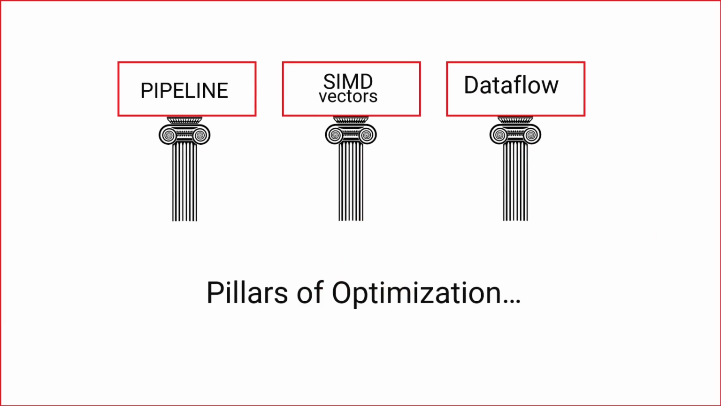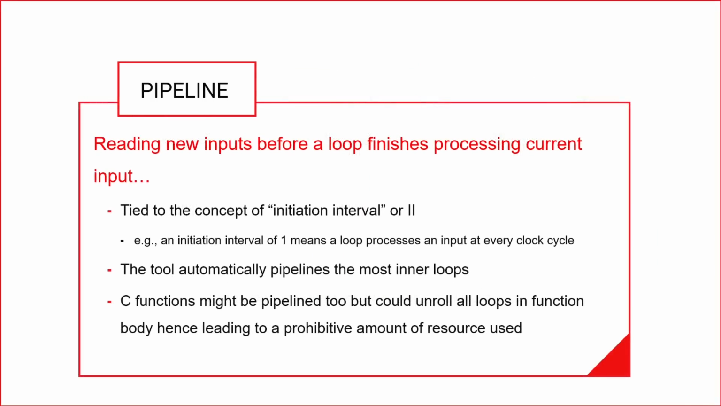Let's now briefly discuss the three fundamental optimizations, starting with pipeline. The pipeline optimization instructs the tool to process the inputs in scope at each clock cycle. If we take the example of a loop that's not pipeline optimized, then one loop iteration must complete in the generated hardware before the next inputs are read for a second iteration.